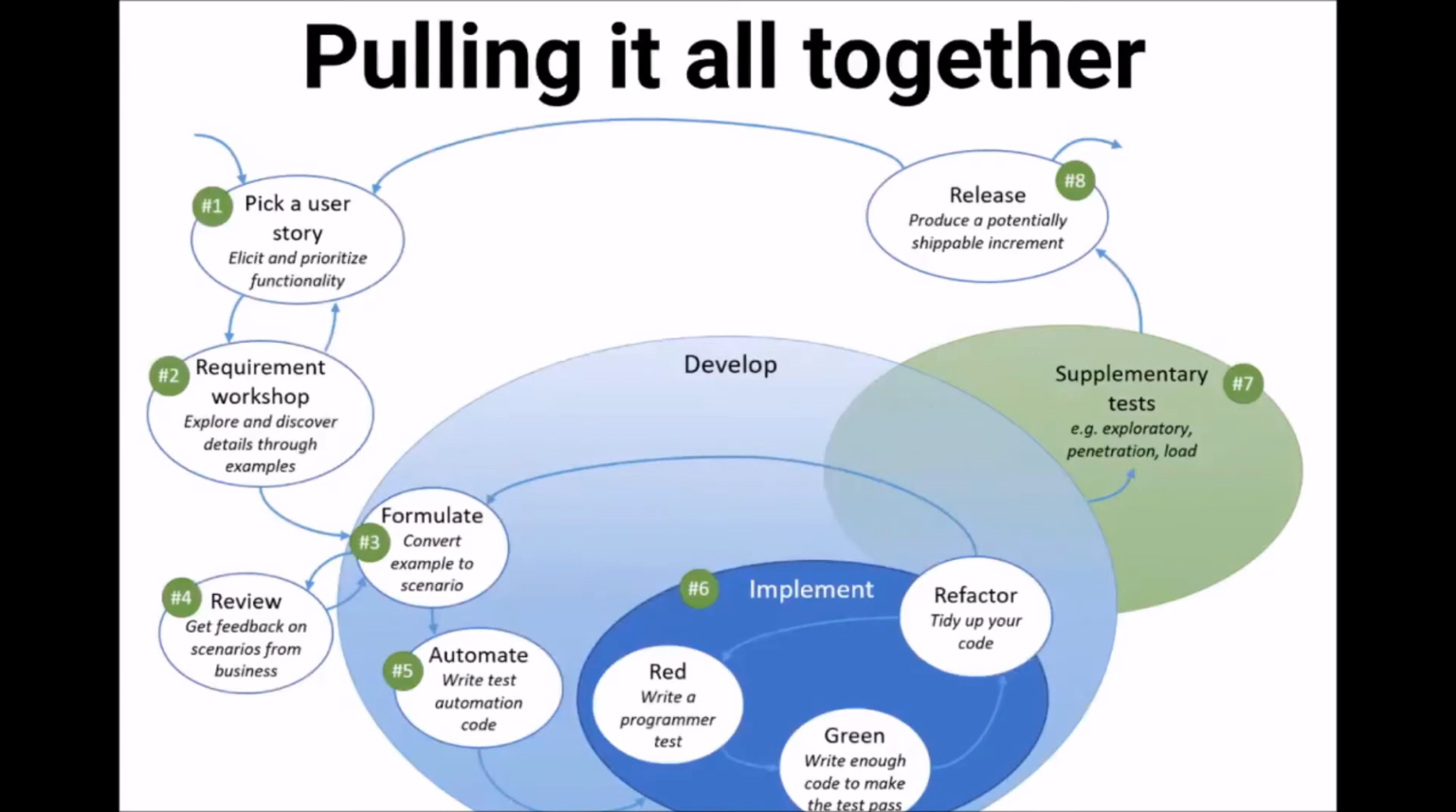What we're saying in this diagram is that actually BDD fits really nicely into a standard Scrum-style XP process. So down here in the implement phase, we've got red, green, refactor. This is TDD. Up here, we've got picking a user story. This is the product owner prioritizing the backlog. Down here, we've got things that are slightly new.